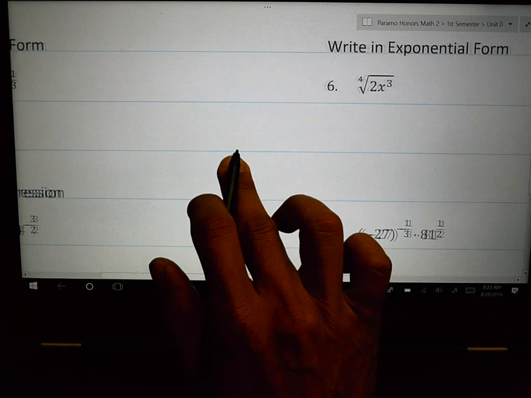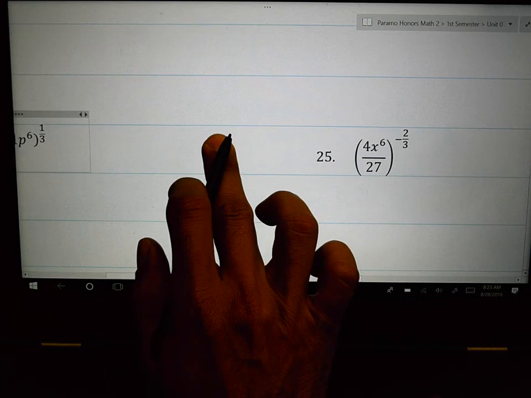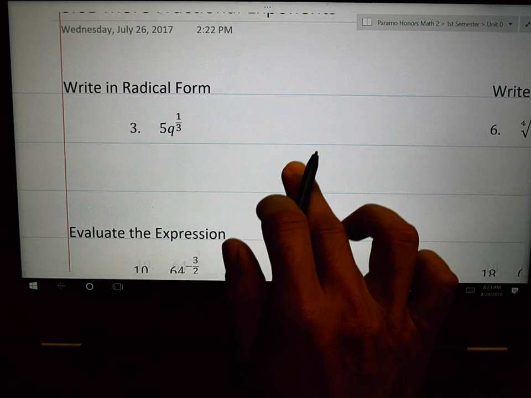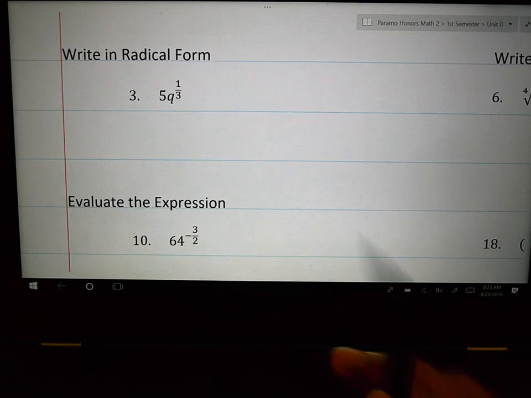We have 6 examples for you as we do these things. Those are all the 6 problems that we're going to do. We'll start with number 3. Number 3 says write in radical form. This is an exponential form, so we need to write in radical form.